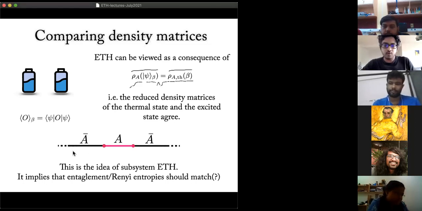So you can consider a 1D system and look at the entanglement entropy of this finite subregion, and the density matrices will agree if ETH is obeyed. Obviously for scar states, this is not true. This is the idea of subsystem ETH, because you're looking at the reduced density matrix of a subsystem. Sorry, I spelled entanglement wrongly over here, but the agreement of the reduced density matrices implies that entanglement entropies in particular should agree, to some approximation.